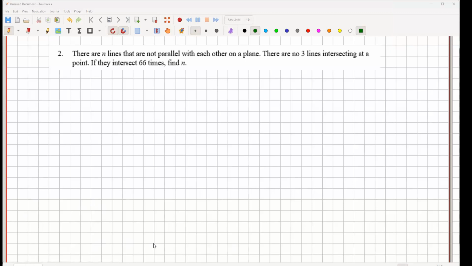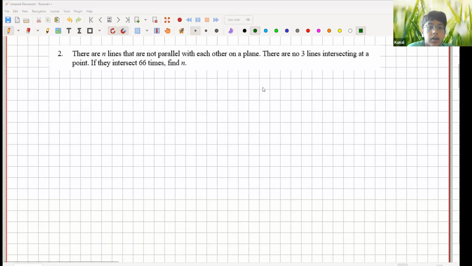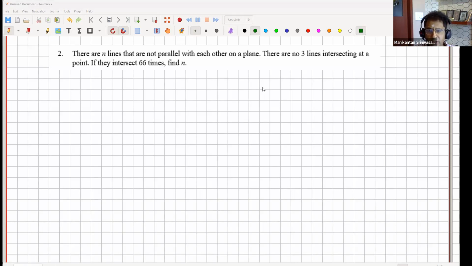Okay. So do we have to assume that all of them intersect at least once? That's given, right? Because the n lines that are not parallel with each other. Because if they don't intersect, then you can just have infinite lines, right? And they can still be 66 intersections. How will there be 66 intersections? Oh, you mean 60? Let's say there are a lot of lines which are parallel, and one line alone intersects all of them. Is that what you mean?